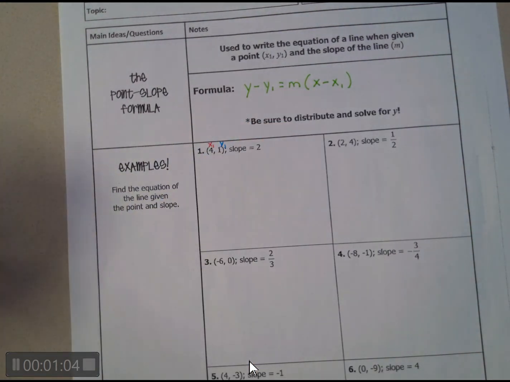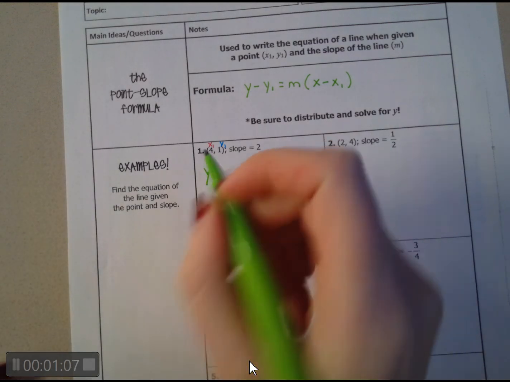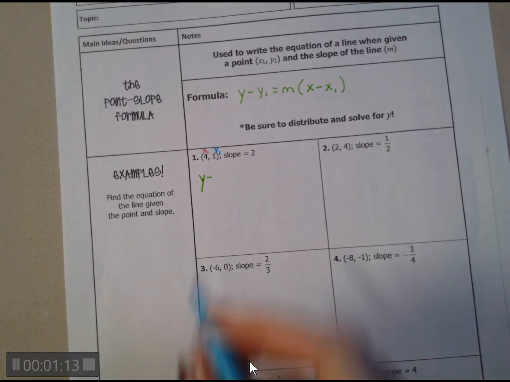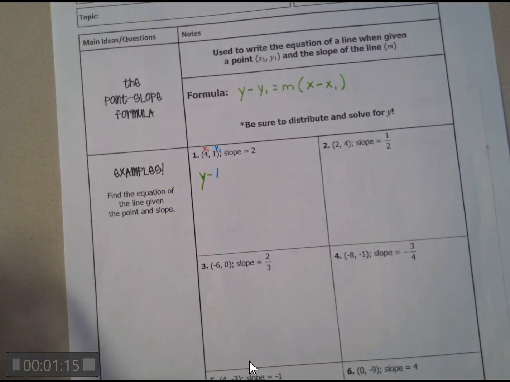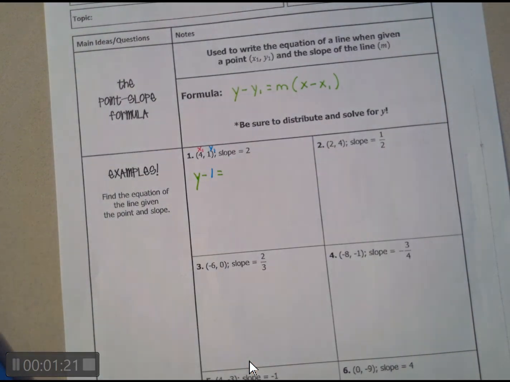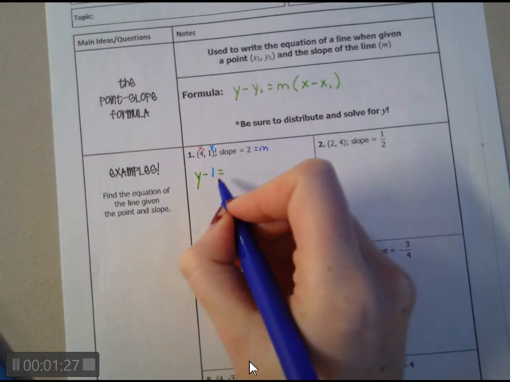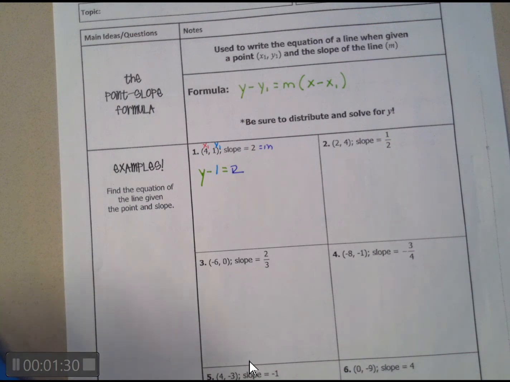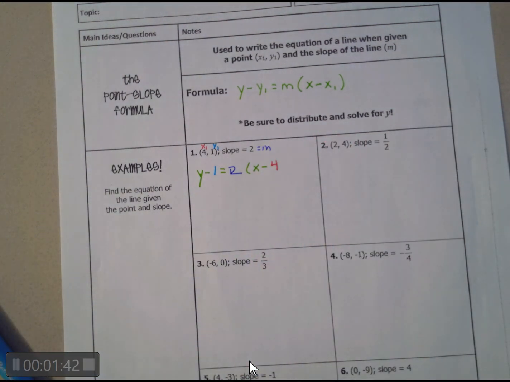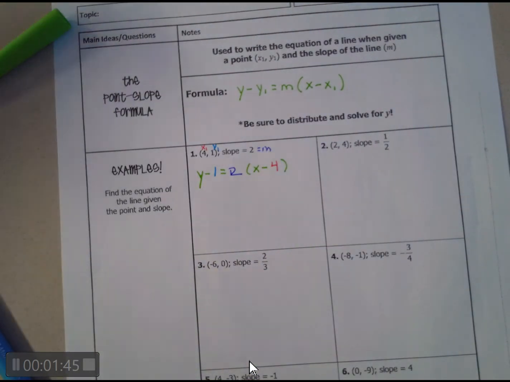Okay, so we are just going to write y minus, and then our y1 is that 1, and then our equal sign, and it says that our slope is 2, which is our m. So I'm going to write 2, and then parentheses x minus, and then our x1 was 4. Oops, sorry, caps are flying everywhere.